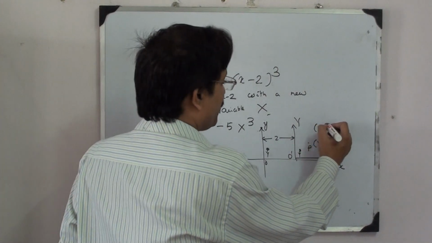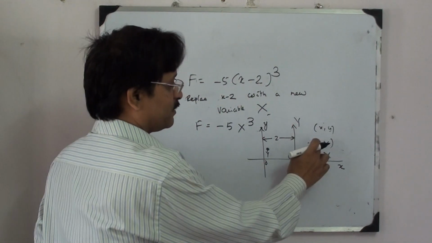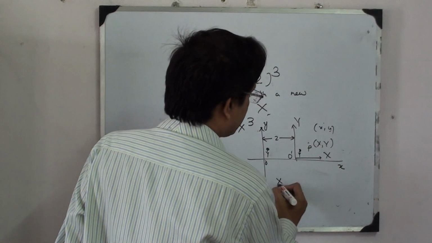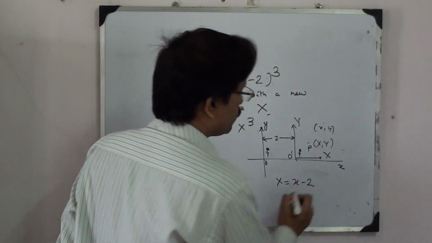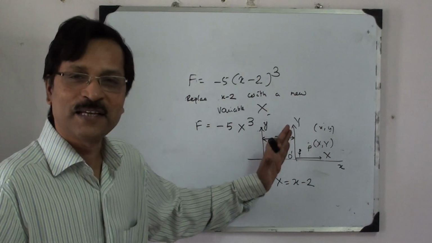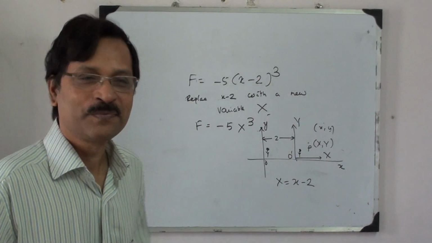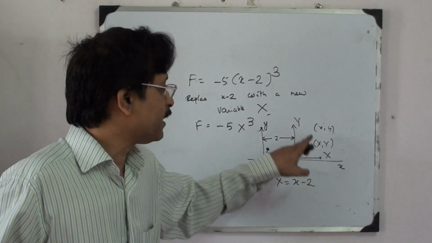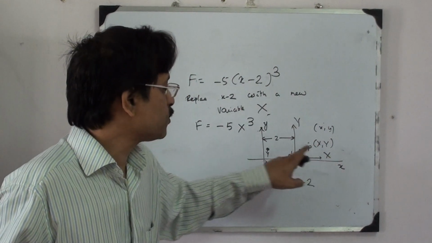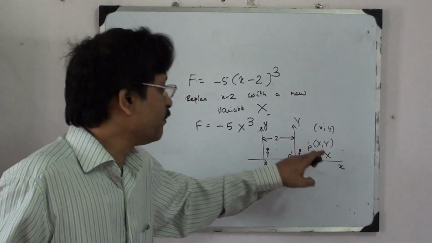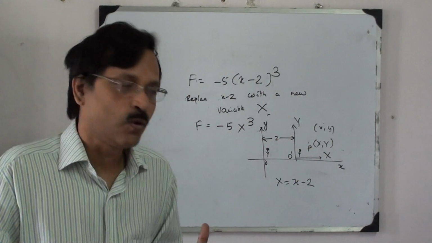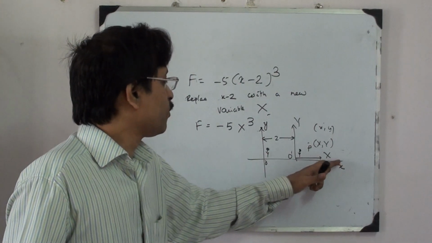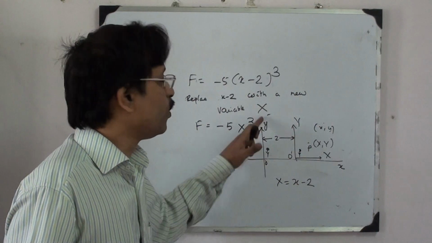Now what is the relation between x and capital X? You can see that capital X is nothing but small x minus 2, because this coordinate system has been shifted by a distance 2. So the x coordinate of every point in the reference frame X, O dash, y is nothing but 2 less than the x coordinate that will be described by an observer sitting in the reference frame x, O, y.